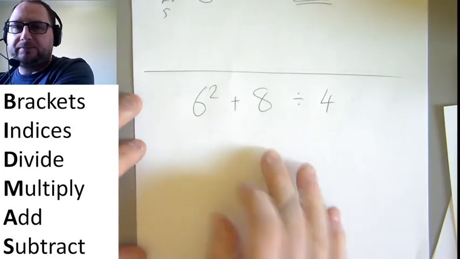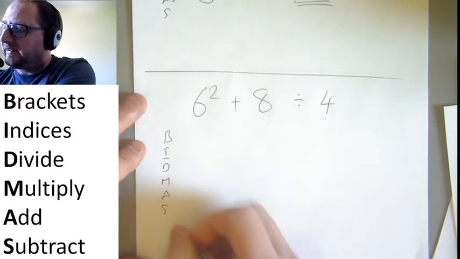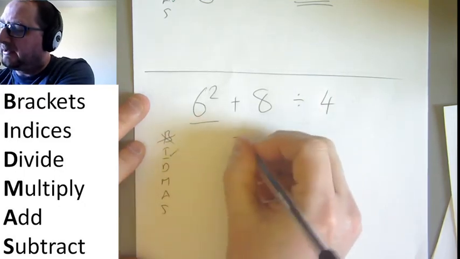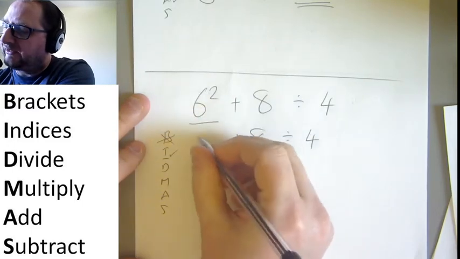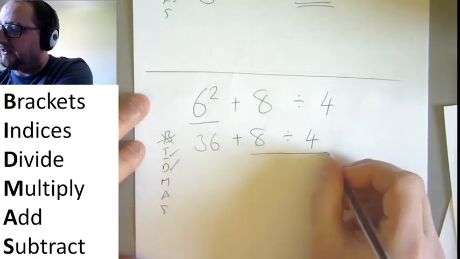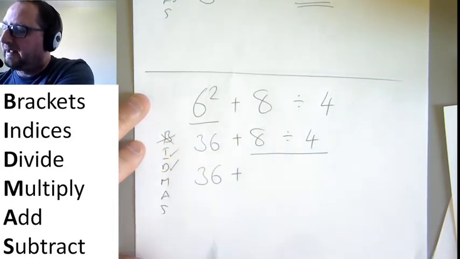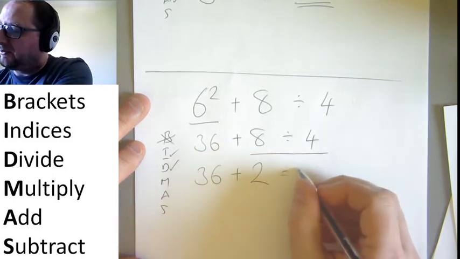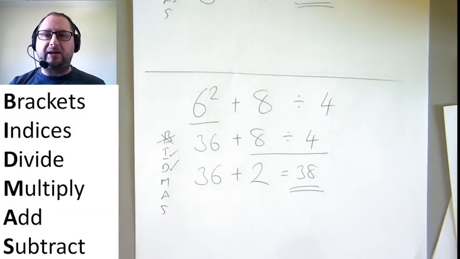In the second example, again, write your BIDMAS out and work your way down it. So are there any brackets? No. Is there an indice? Yes, it's here, meaning I will not touch the other two operations just yet. I'll work with this, and 6 squared, of course, is 36. Is there a divide? Yes, so this bit will get divided. The addition will drop down, and the 36 there. 8 divided by 4, of course, is 2, and 36 plus 2 gives you 38 for the final answer. So you can hopefully see with those two examples how we're going to apply BIDMAS today.